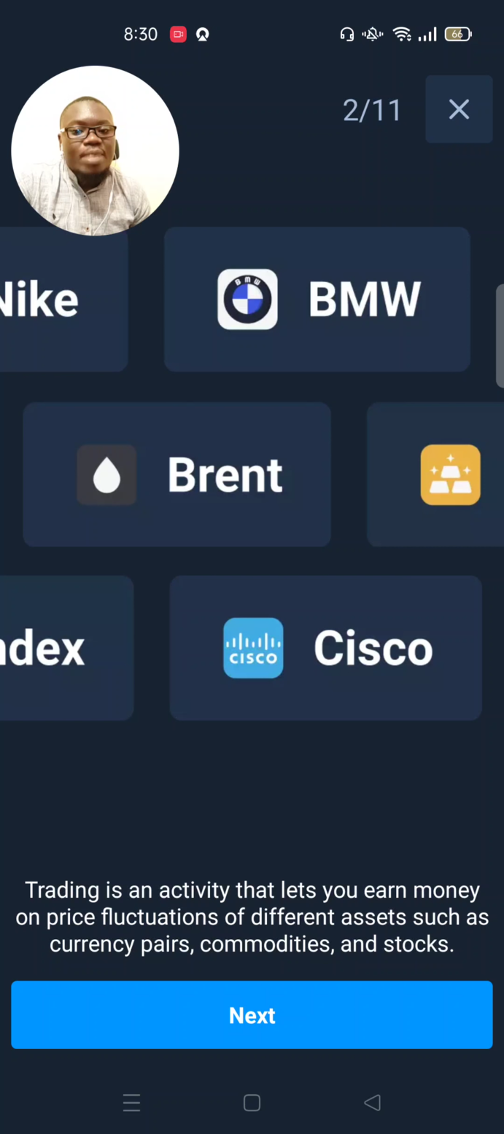If you go back to that platform, if you filter down, you'll see commodities, currencies, indices, ETFs. There are so many. Those are the things that people trade on the platform to make money. The explanation here says trading is an activity that lets you earn money on price fluctuations of different assets such as currencies, currency pairs, commodities and stocks. So that is just the end of lesson 1.